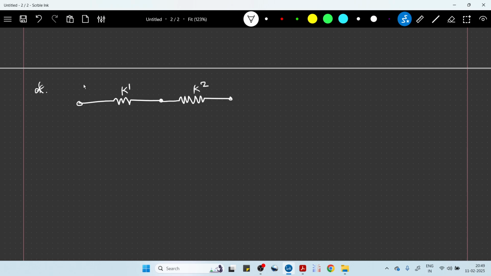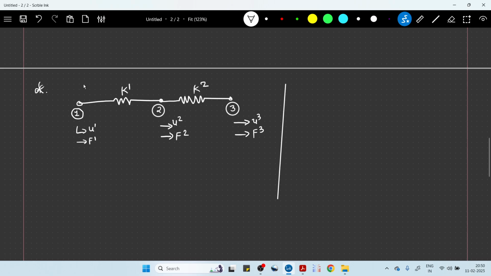And this is node 1, node 2, and node 3. Okay. So what I'll have: displacement u1, force vector f1; here displacement at node 2, u2, external force f2; displacement at node 3, u3, and force at node 3 is f3. So what do we actually do with assembly?